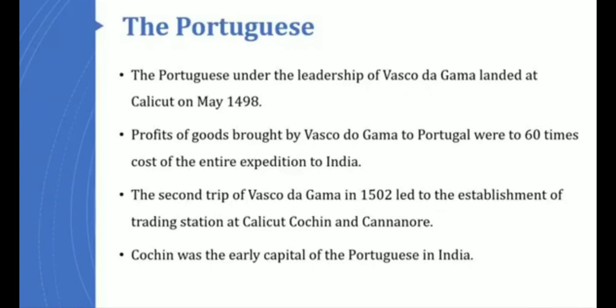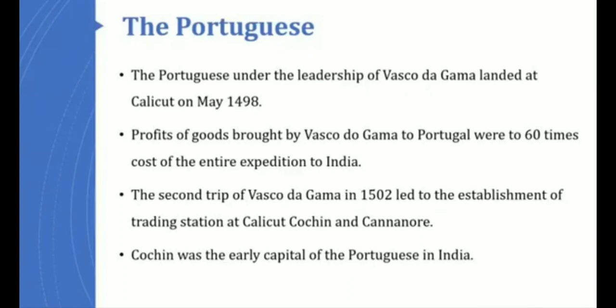Okay, the first time he came to India was in 1498 at Calicut. The profits of goods brought by Vasco da Gama to Portugal were 60 times the cost of the entire expenditure of the trip to India.